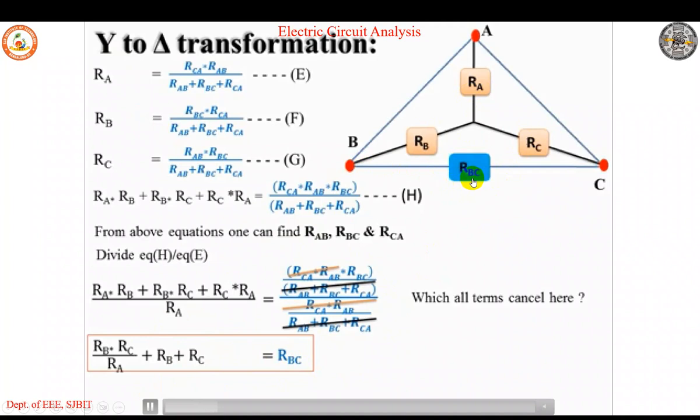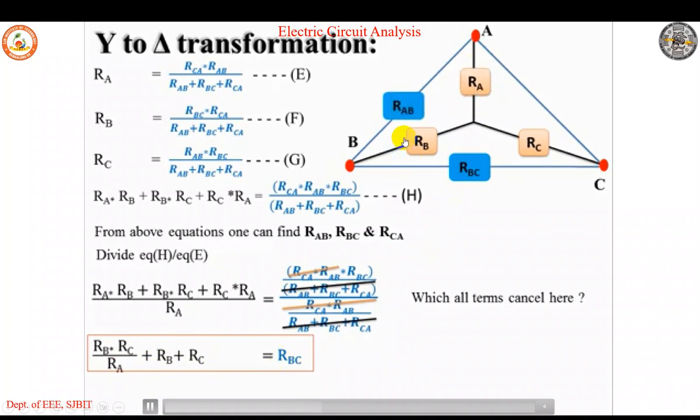Which two star elements are connected? RB and RC. So those two products, and the one which is not connected would be in the denominator. So RB into RC, which are connected, divided by the one which is not connected, and then the summation of those two elements which are connected. That's how we can generalize the conversion from star to delta.